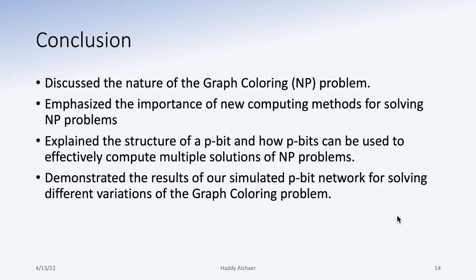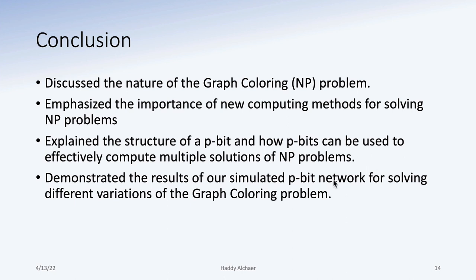In conclusion, we discussed the nature of the famous NP problem, the graph coloring problem. We emphasized the importance of new computing methods for solving NP problems. We also discussed the structure of a p-bit and how it can be used to effectively compute multiple solutions to a problem. And lastly, we demonstrated the results of our simulated p-bit network for solving different variations of the graph coloring problem.